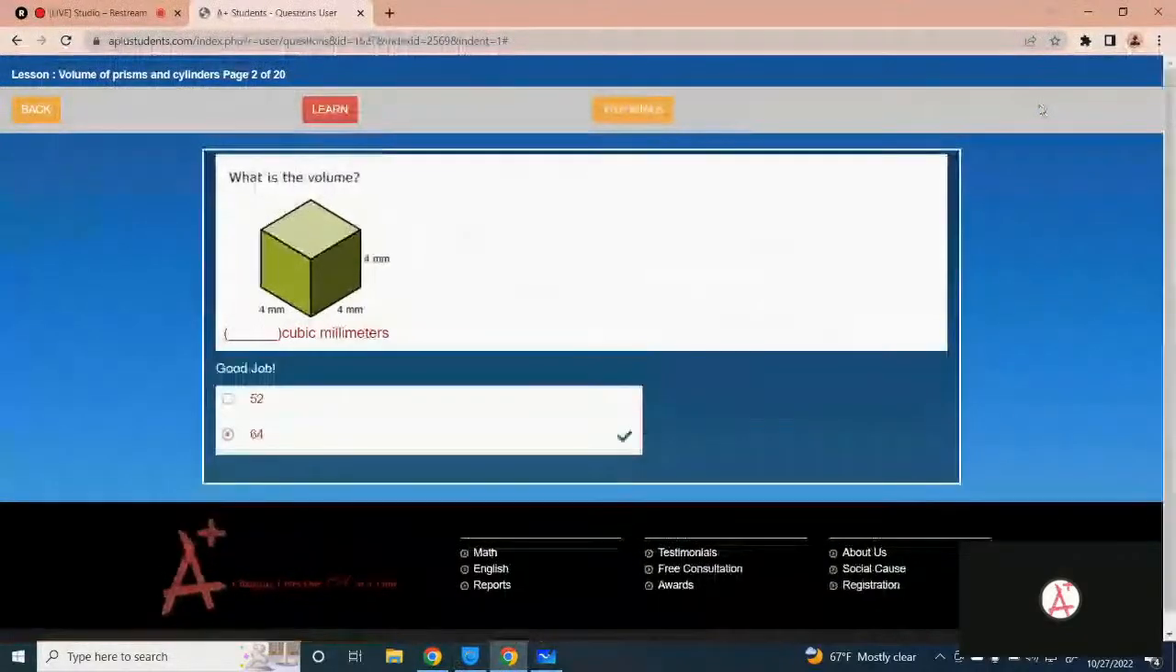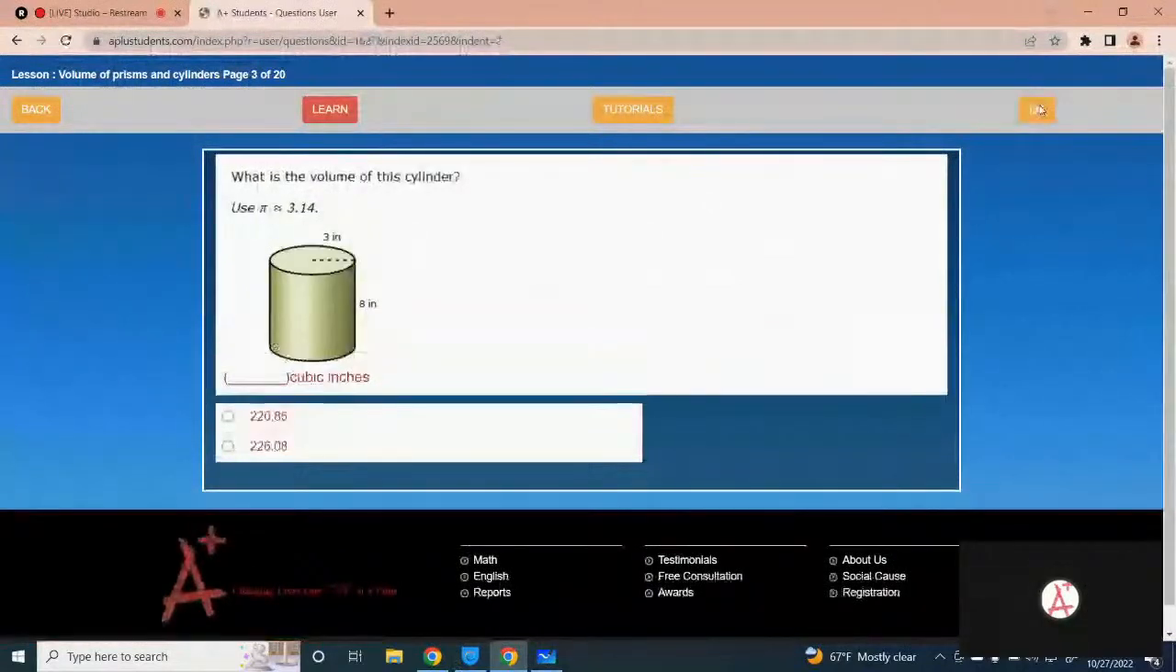Okay, the next one is, what is the volume of the cylinder? Got it? So that's the one we did on board. You are given the radius that is 3 and the height that is 8. For the volume of the cylinder, you have to use the formula that is V equals pi r square h.